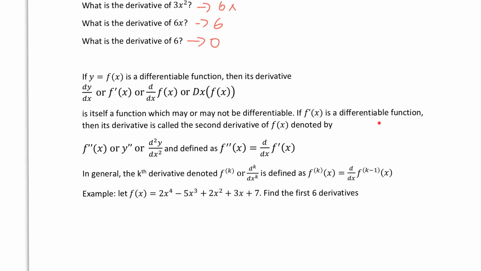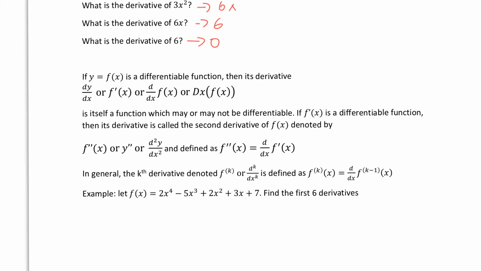So the derivative is itself a function, which may or may not be differentiable. If f prime is a differentiable function, then its derivative is called the second derivative of f, denoted by either f double prime, or you could write y double prime. Sometimes people will write d squared y over dx squared. So the 2 here represents not a power, but a second derivative. Or sometimes you can just define it as the derivative, d/dx, of f prime(x). So it's the next derivative, the second derivative.